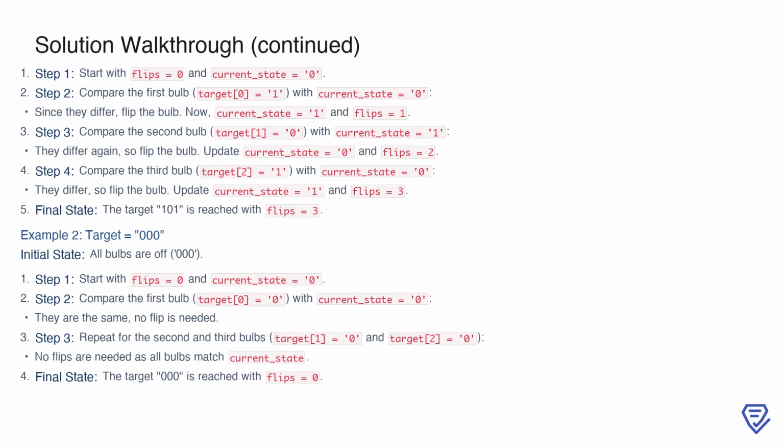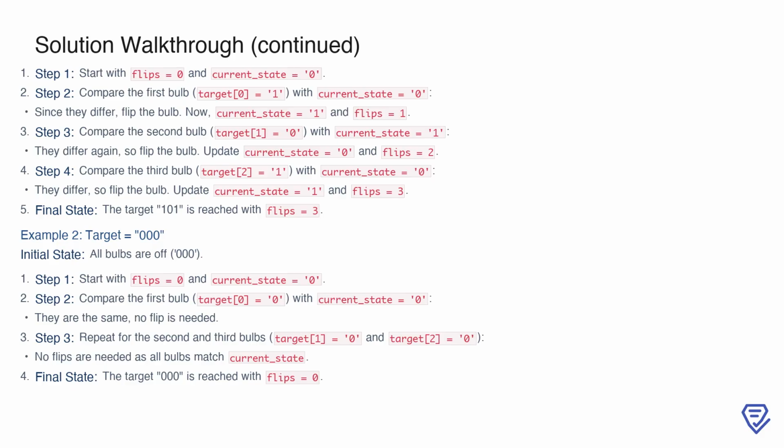Next, we compare the second bulb in the target, which is 0. Since it doesn't match current_state, we flip again, updating current_state to 0 and flips to 2. Finally, the third bulb in the target is 1, which again differs from current_state, so we flip once more, setting current_state to 1 and increasing flips to 3. At the end of this process, we've successfully transformed 000 into 101 using 3 flips.